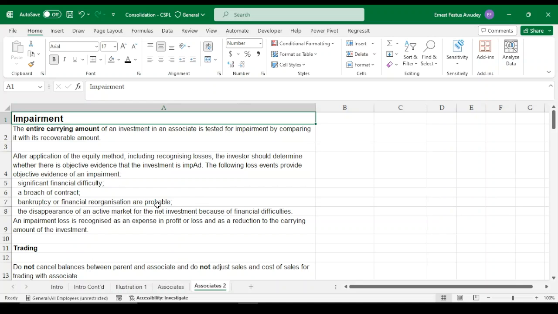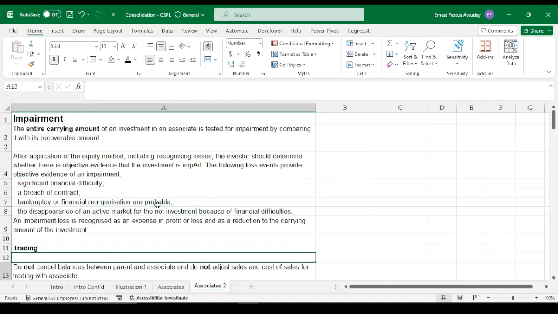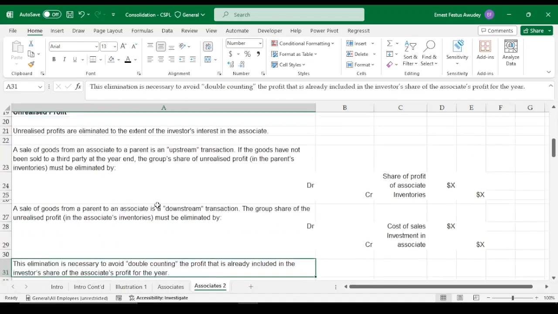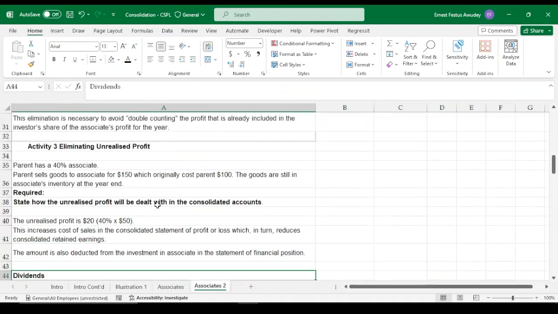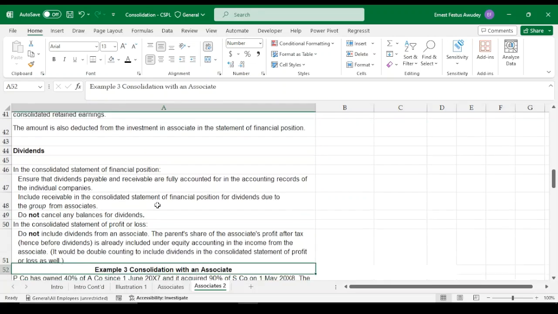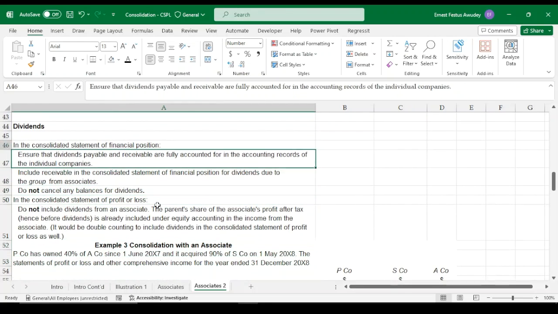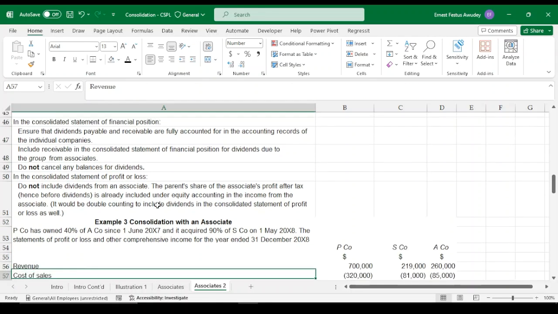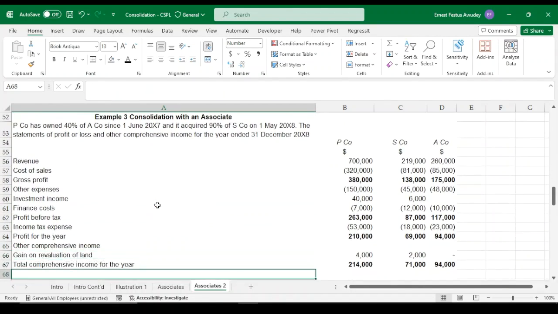We are going to look in detail at impairments and how to treat them, and if there is any provision for unrealized profits, how we are going to treat all of that, as well as how we are going to treat dividend payments from the associates to the parent. We are going to look at that in a very comprehensive question.